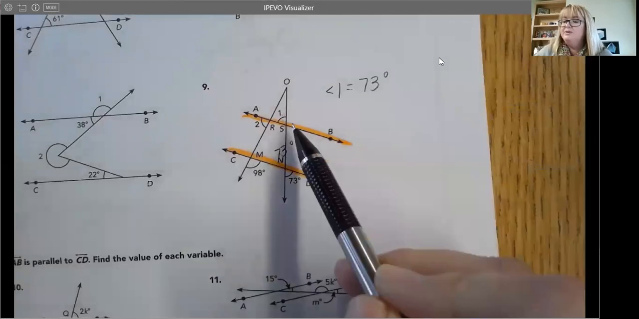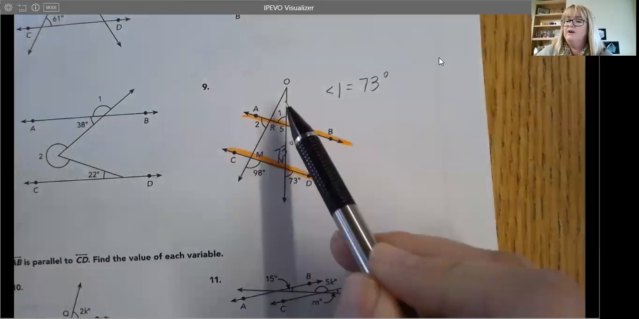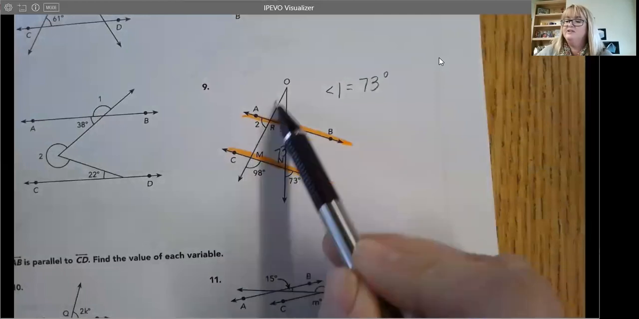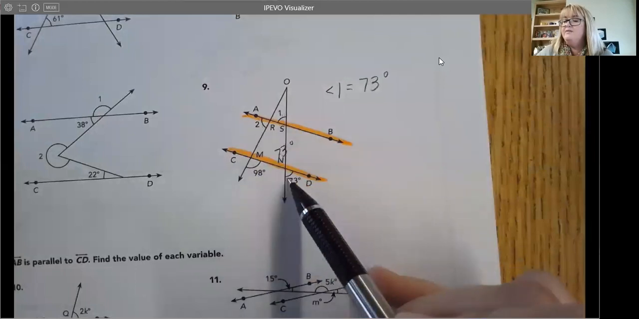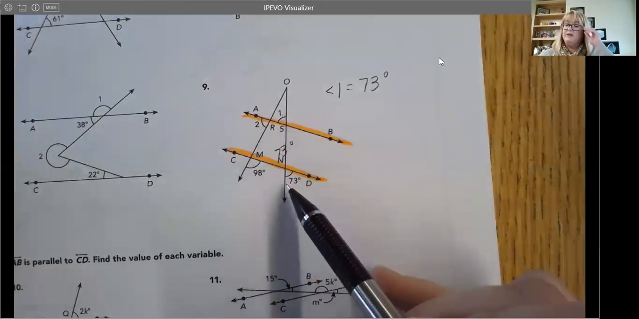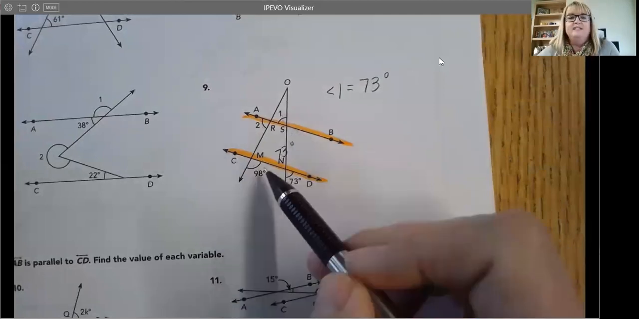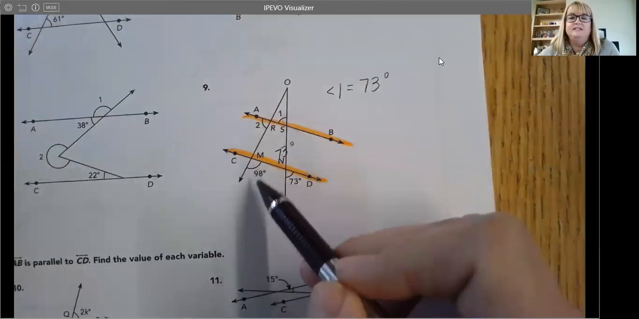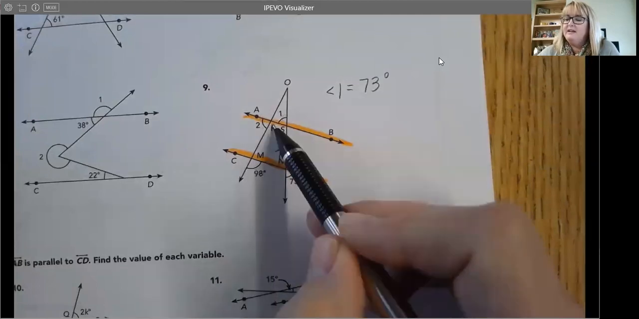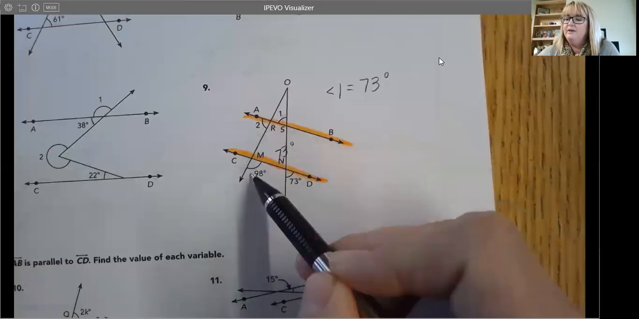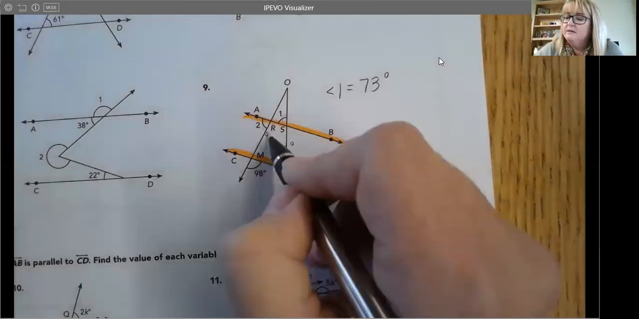Now angle 2, you need to look at this transversal now. We are ignoring this one. We're looking at this transversal, these 2 lines. There are a few ways we could do this. If this one is 98 degrees, angle R is corresponding. So that means that angle R is also 98 degrees.